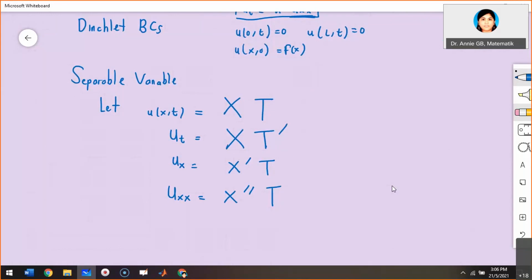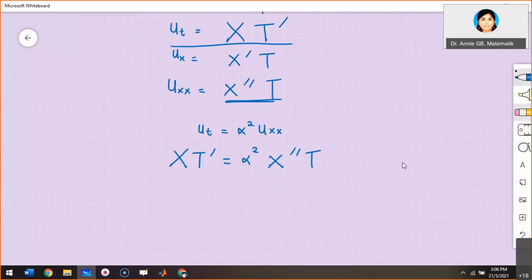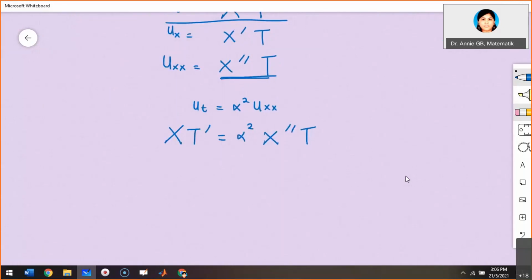Okay, now saya masukkan pada equation saya. ut equals to alpha squared uxx. Okay, what is ut? Ni, X T prime. X T prime equals to alpha squared X double prime T. Okay, kenapa dia kata separable variable? We can separate the variable, of course. Look at it, how we can separate the variable. So saya boleh bawa T prime over alpha squared T di belah kiri. Di belah kanan pula saya ada X double prime over X.